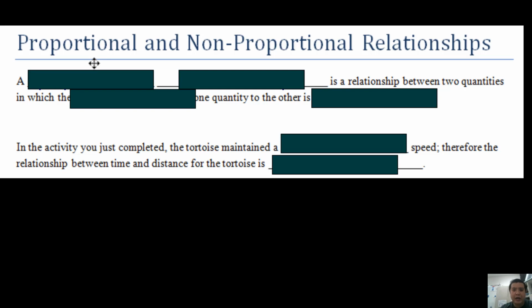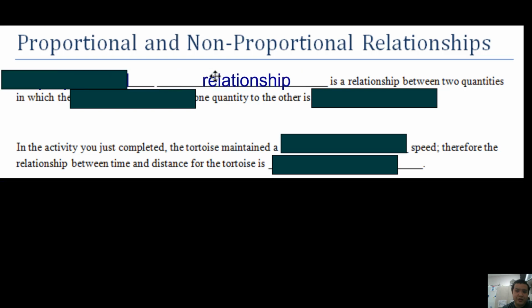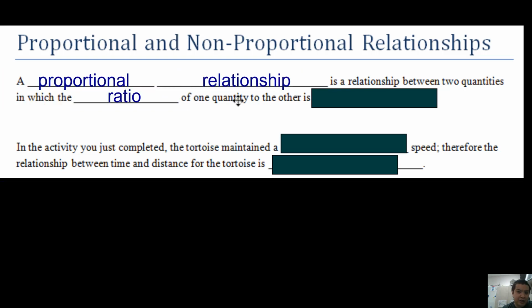Two units can have either a proportional or non-proportional relationship. Okay? And the same thing with two numbers. So a proportional relationship is a relationship between two quantities in which the ratio of one quantity to the other is constant.